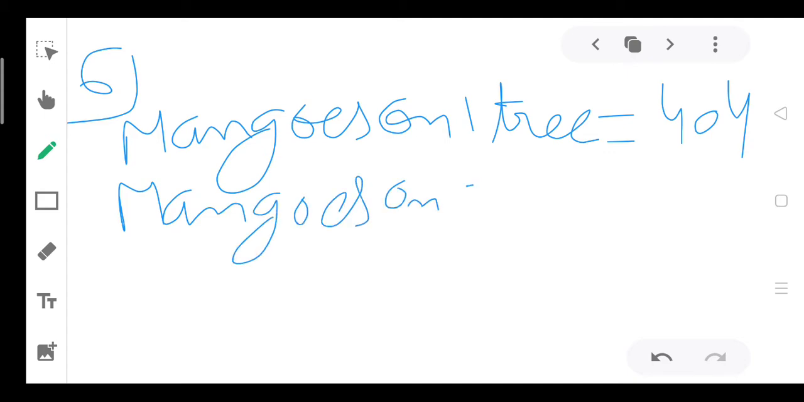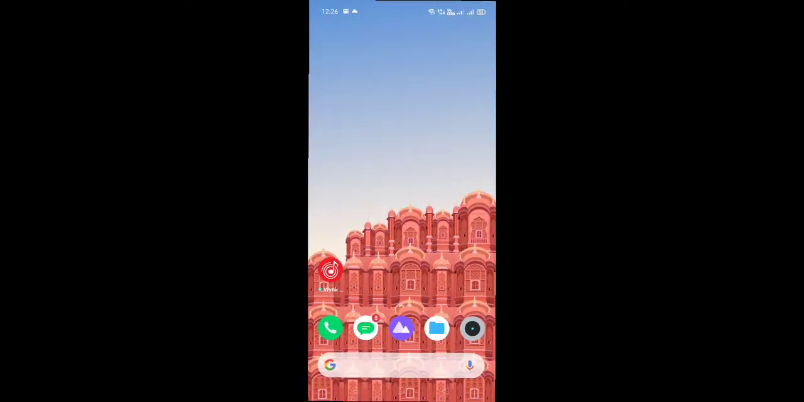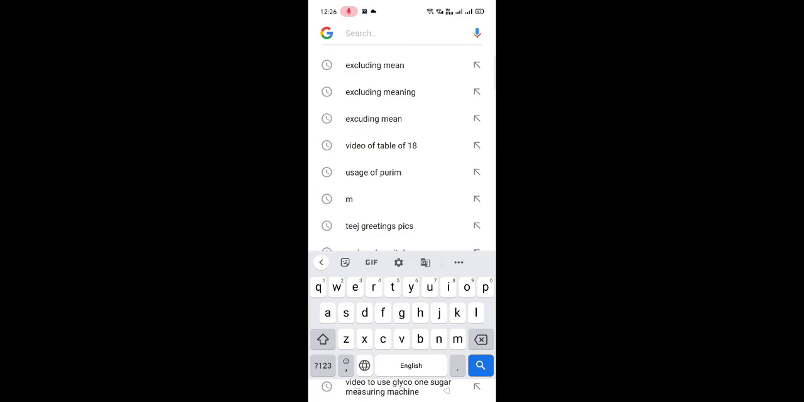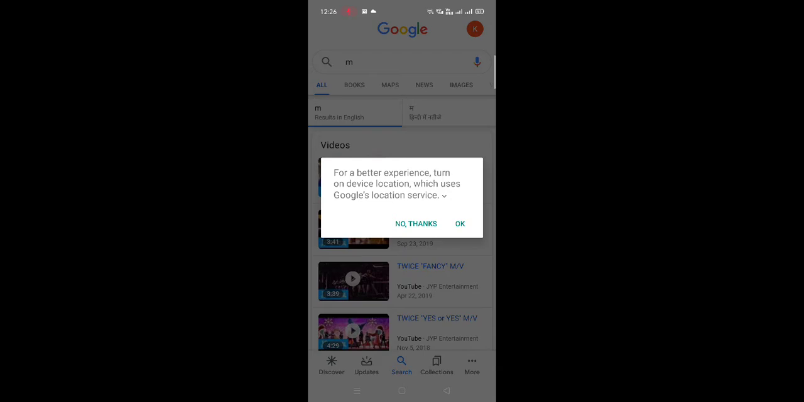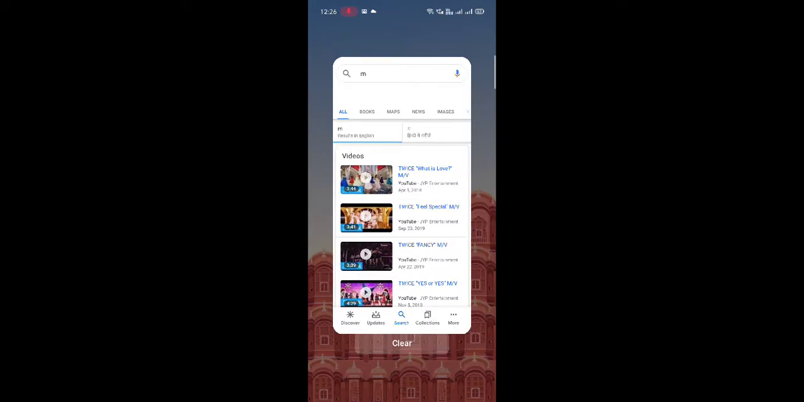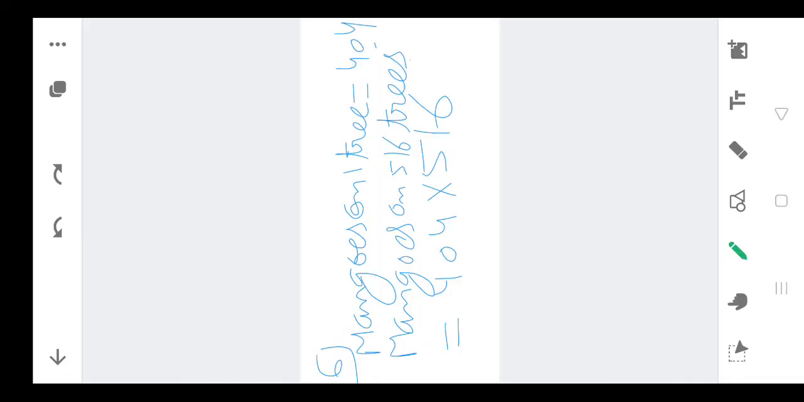So mangoes on 516 trees. Now it is plural, so we are using the word "as" at the back. 404 you will multiply by 516. One tree has 404, so 516 trees will have many, by the multiplication.